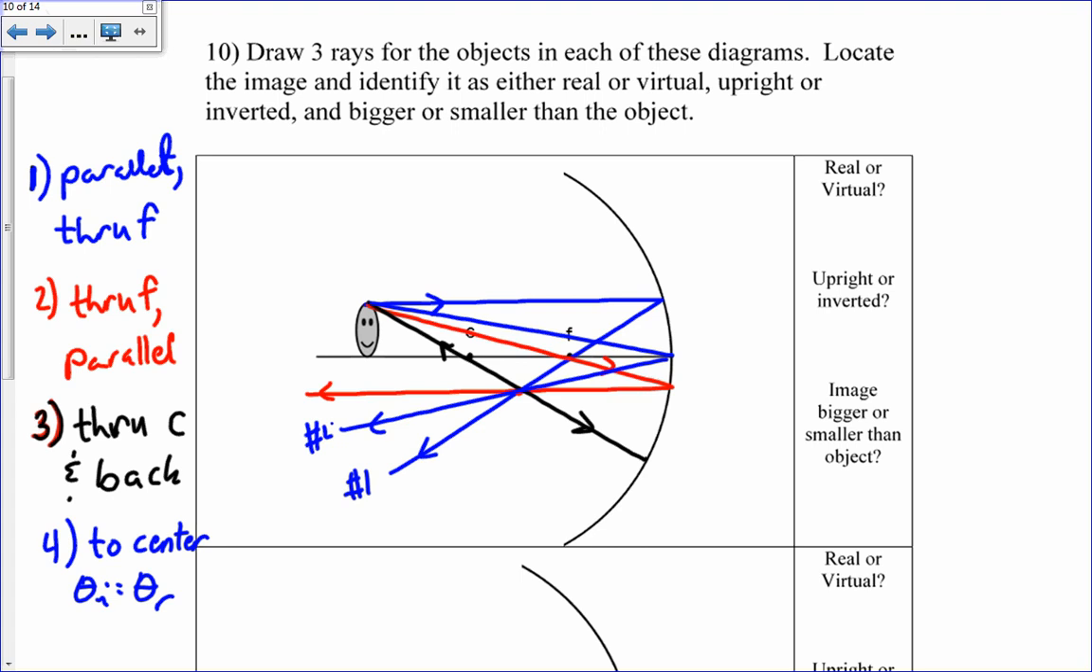That's number 4. This is number 2. And this is number 3 ray. My image is here. It looks like this. All right. That is a real image. It is inverted, and it appears to be smaller than the object.